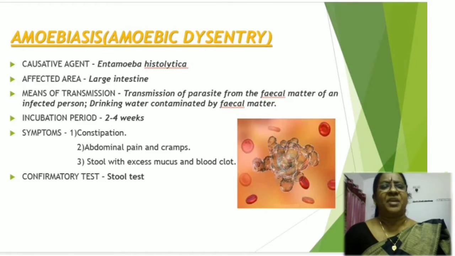The next one is amoebiasis, that is amoebic dysentery. The causative agent is Entamoeba histolytica. The important part is that it affects the large intestine. The infectious stage of this amoebic dysentery is the cyst. The main symptoms of this disease are constipation, abdominal pain and cramps, then stools with excess mucus and blood clots. The parasite is transmitted from the fecal matter of an infected person, then by drinking water contaminated by fecal matter.